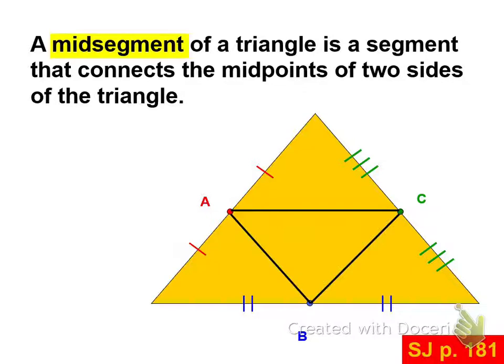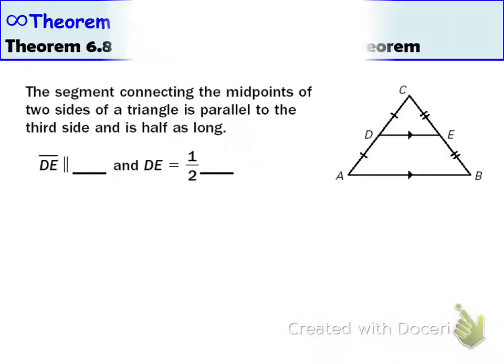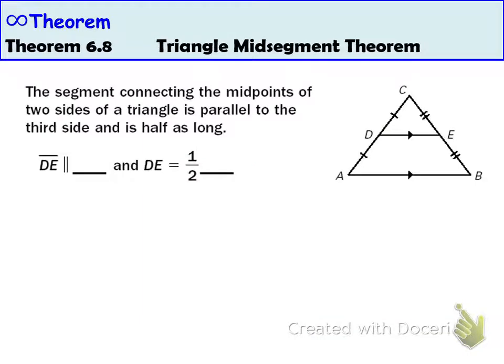There is a half and double relationship between parallel sides. So what side is parallel to DE, segment DE in my picture here? Everyone can answer. Segment AB. So DE is parallel to segment AB. Go ahead and fill that in. Segment DE is parallel to segment AB.